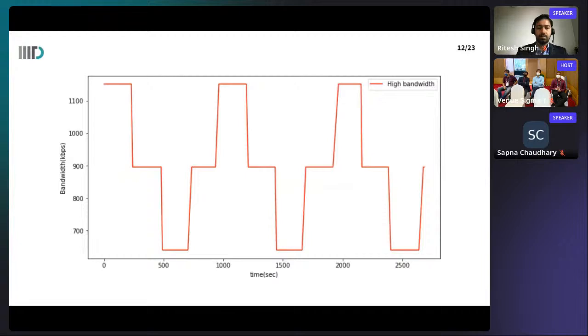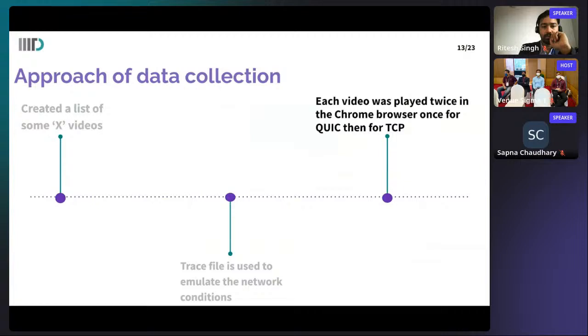Now, this plot shows a pictorial representation of one of the varying bandwidths, where the x-axis is time in seconds and the y-axis is bandwidth in kbps. Here, the red line depicts the bandwidth variation, which starts from 1152 kbps and goes down to 640 kbps. This continues in a cyclic fashion until the video ends. Also, we played each video twice in the Chrome browser, once for QUIC and then for TCP.